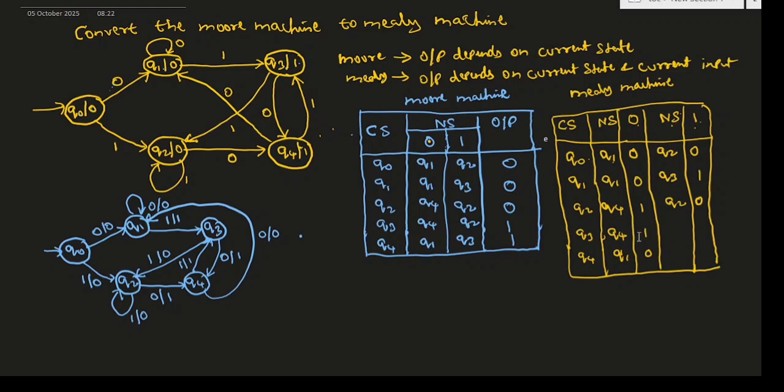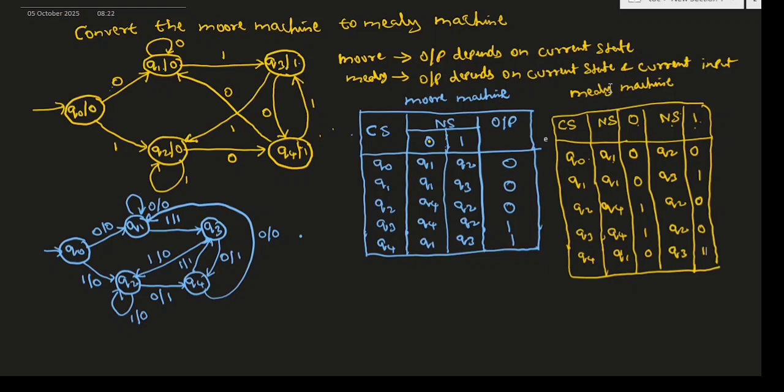When 1 is given for Q3, it goes to Q2 itself. Now the output connected with Q2 is 0. When 1 is given for Q4, it goes to Q3, and the output attached to Q3 is 1. Now this is called a Mealy emission table. So this is the way of converting Moore emission to Mealy emission.